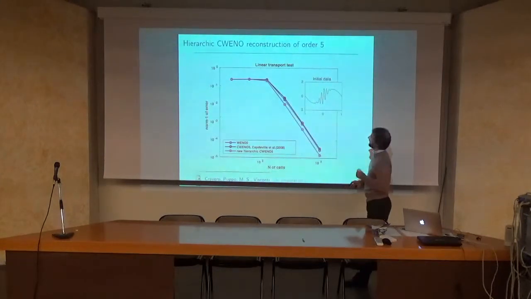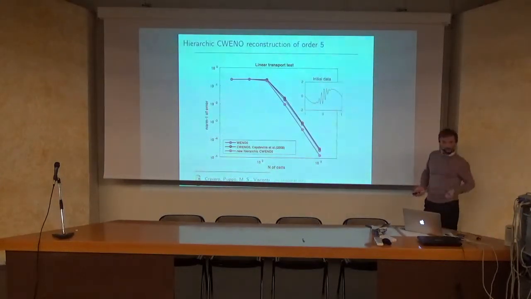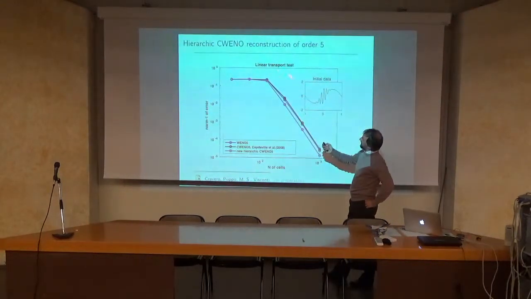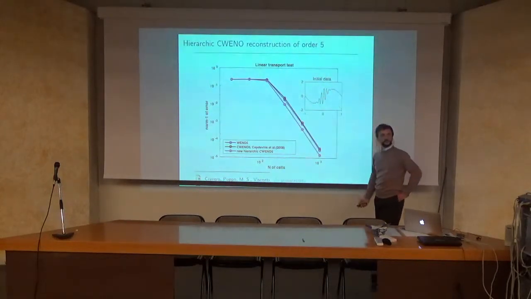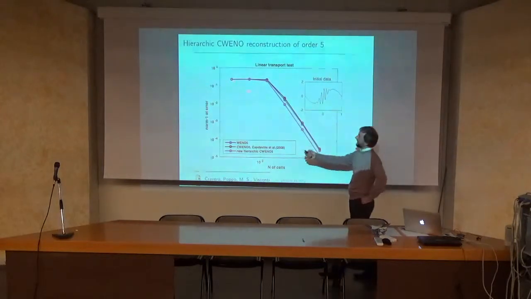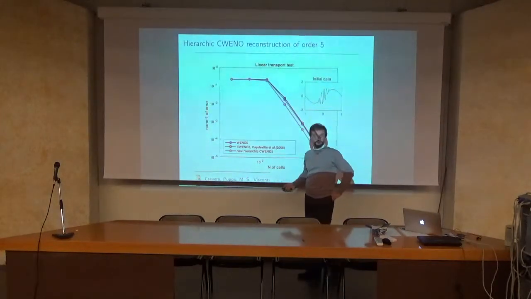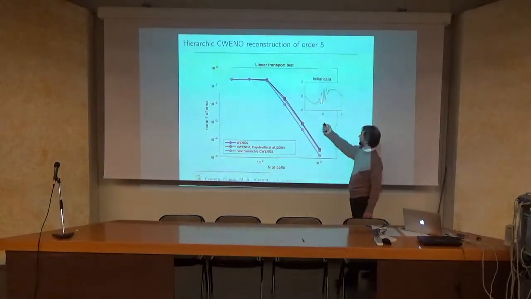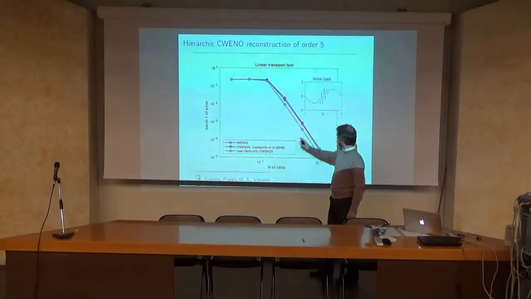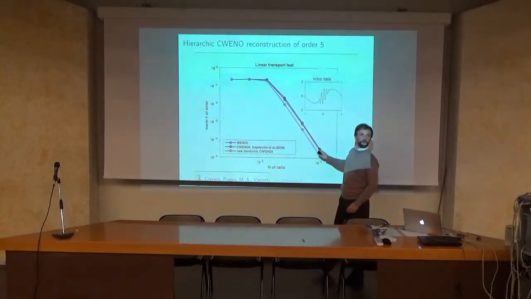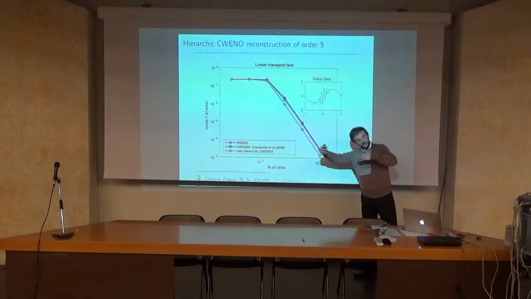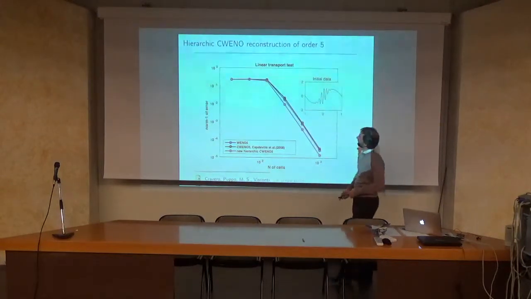and maybe I come back to that. I just want to show you the results first. If you make a simple linear transport test with some highly oscillating data, what you see is that at the beginning, no reconstruction is good, just because the mesh is not resolving these oscillations. But as soon as the mesh starts resolving the oscillation, you see that this new hierarchy goes bang on the correct order, whereas the others are a little slower in reaching the order.